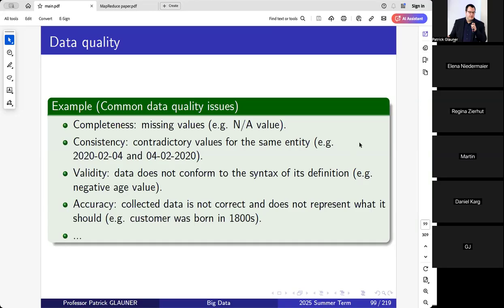Do you have more examples for data quality issues? Most of you have done an internship in the meantime, so you must have seen lots of data quality issues, I guess. Anyone wants to share some stories, what you have come across?